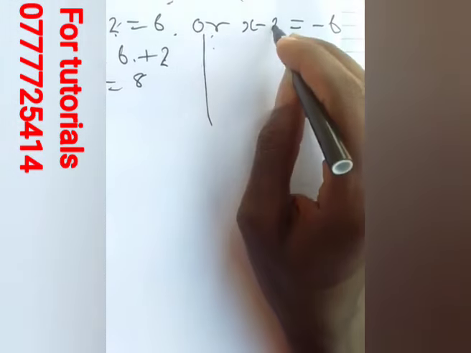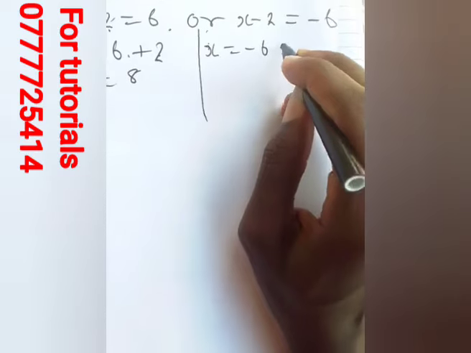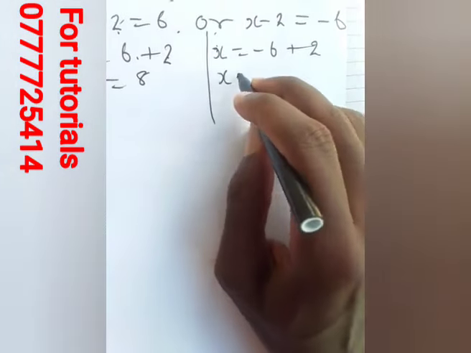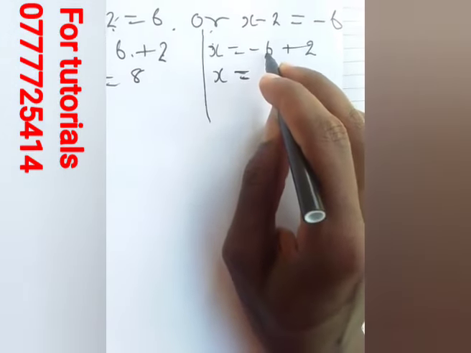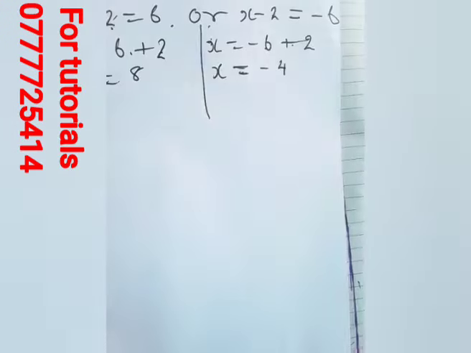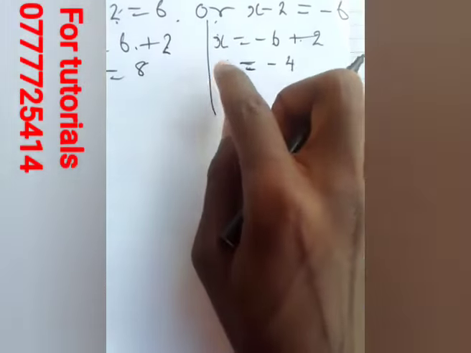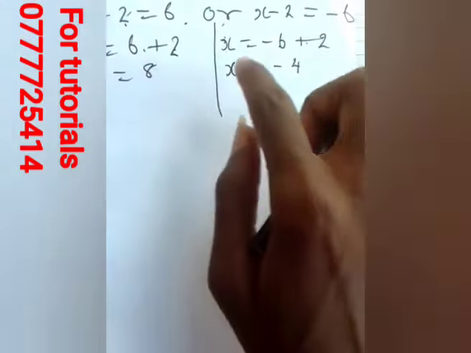So here we take this on the other side. So first we're going to have x is equal to negative 6 plus 2, right? Then x is equal to negative 6 plus 2, that will be negative 4, right? So we have two values of x. The value of x can either be 8 or negative 4.